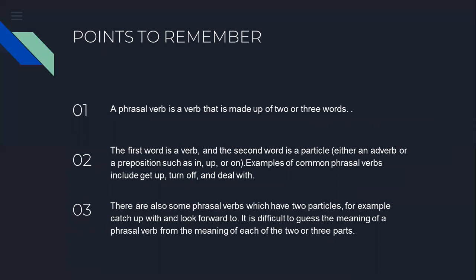So the points to remember when you are going to learn phrasal verbs. A phrasal verb is a verb that is made up of two or three words. Remember that the first word is a verb and the second word is a particle. Always the first word will be a verb which is followed by a particle. What is a particle? It is either an adverb or a preposition such as in, up or on. Okay. Examples of common phrasal verbs include get up, turn off and deal with. Here you can see that the first word is a verb followed by a particle.